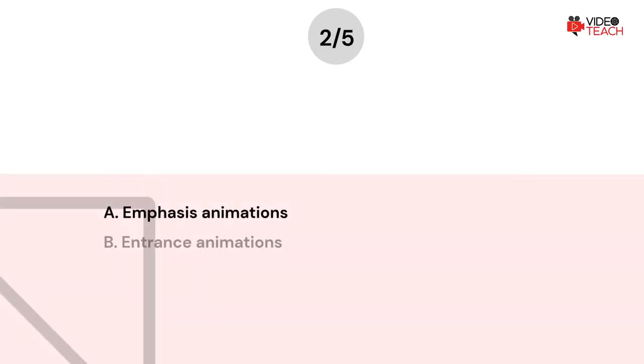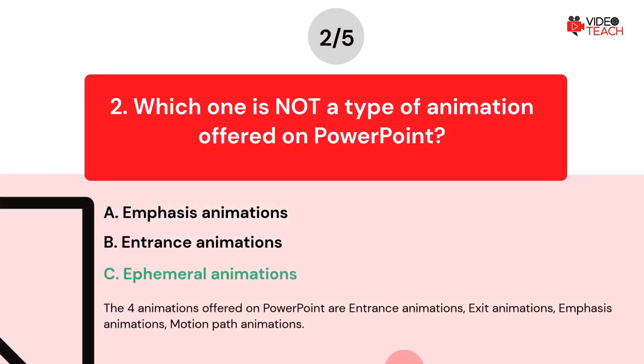The correct answer is option C. The four animations offered on PowerPoint are entrance animations, exit animations, emphasis animations, and motion path animations. Question number three.